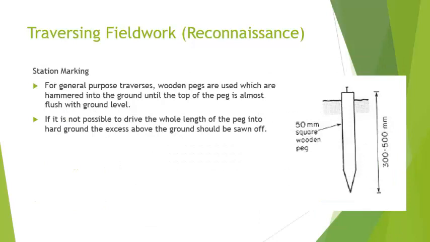Alright, next, after the reconnaissance of the place is completed, the process continues with the marking of the stations. The marking of the station should be done immediately. Once the place is suitable and meets all or most of the recommended criteria, then the survey stations can be established. For general purpose traverses, such as for the determination of boundaries and cadastral works, wooden pegs are used which are hammered into the ground and left approximately 1 inch from the ground level.